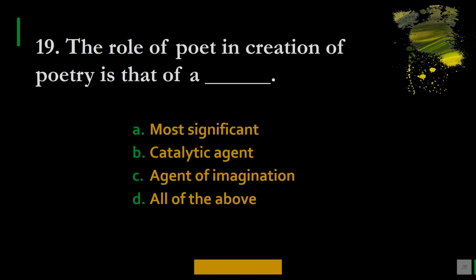Next, the role of the poet in creation of poetry is that of dash. Options are A, most significant, B, catalytic agent, C, agent of imagination, and D, all of the above. Again, I hope this is a simple question, and the correct option is B, catalytic agent. According to T.S. Eliot, the poet should work as a catalyst in creation of poetry.